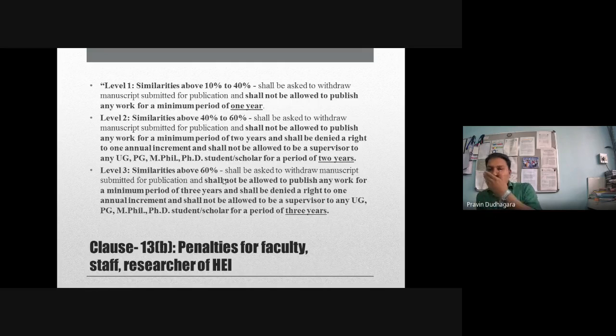Similarly, for the penalty for faculty or staff of higher education institutes like colleges and universities, at level 1 they shall withdraw the publication and shall not be allowed to publish any work for a minimum of 1 year. If it is 40 to 60%, level 2, for 2 years the research cannot be published, and he or she is not supposed to supervise any UG, PG, MPhil or PhD student. At level 3, the increment of such teachers is not given, and likewise, for up to 3 years, they are not supposed to supervise UG, PG, PhD and MPhil students.